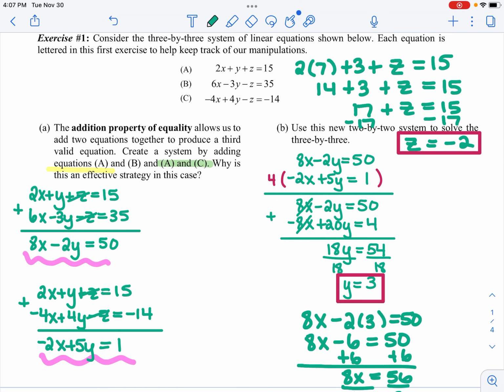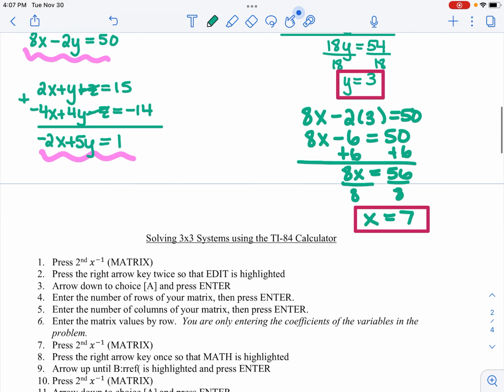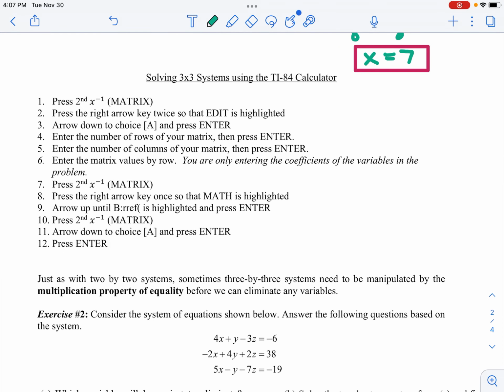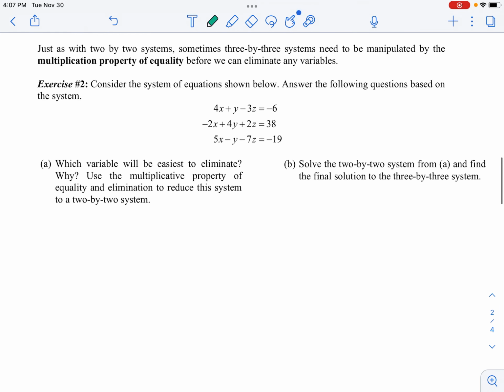So now let's go ahead and try another one. I know there are some calculator steps in your notes. We're going to go through these tomorrow in class, so for right now I'm just going to skip over them, and we're going to solve the next system algebraically as well.